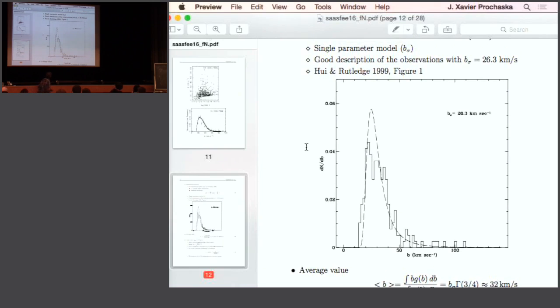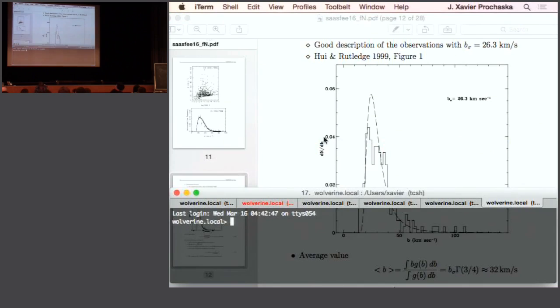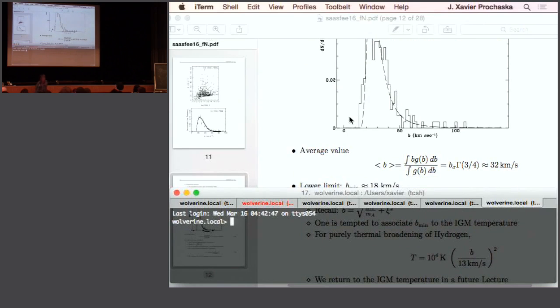So we have now a distribution function for the Doppler parameters, a distribution function for the column densities, and we can just take the product of the two to get the full distribution function. The mean of this functional form, given the 26.3 kilometers per second, is 30 kilometers per second. So maybe another number to walk away with today is that the average broadening of the absorption features within the Lyman-alpha forest is of the order 30 kilometers per second, and obviously with a large tail out to about 100.